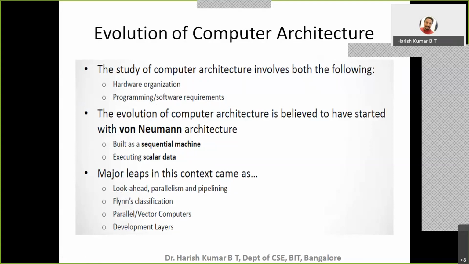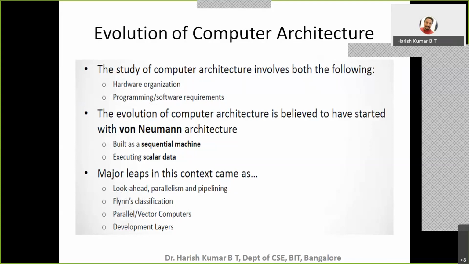Let me explain. SISD, if you have pen and paper, you can note down. SISD, single instruction stream over single data stream. The SISD architecture is a typical uniprocessor architecture, which is capable of executing one instruction on one data at a time. That is what SISD architecture is.